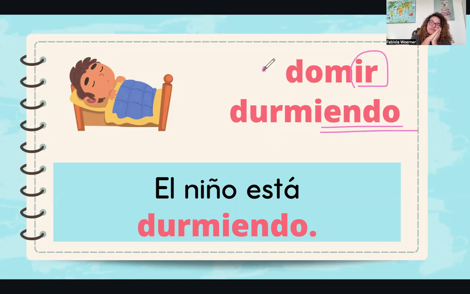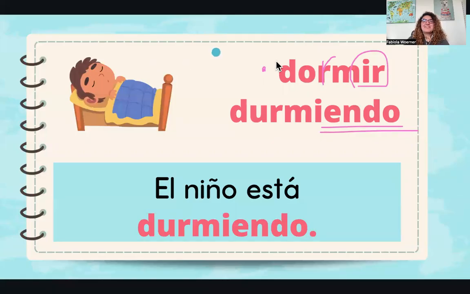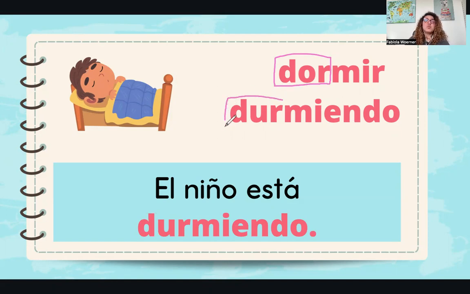Then this one here also has an ir ending, and we're using endo. Dormir, to sleep. So here we have dormir and durmiendo. This verb changes a little bit. Look at the beginning here in the infinitive: we have dor, D-O-R, but for the present continuous, it's going to change to dur. So this is an irregular verb in that sense of the word.